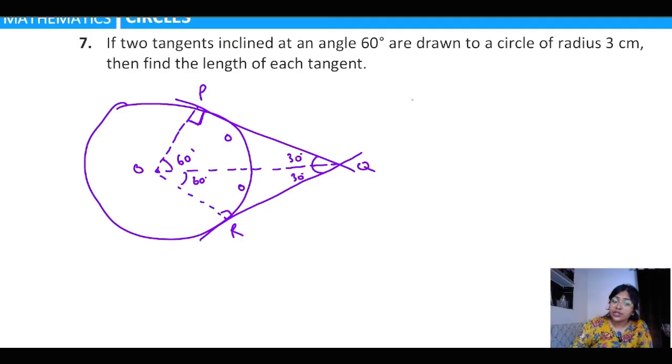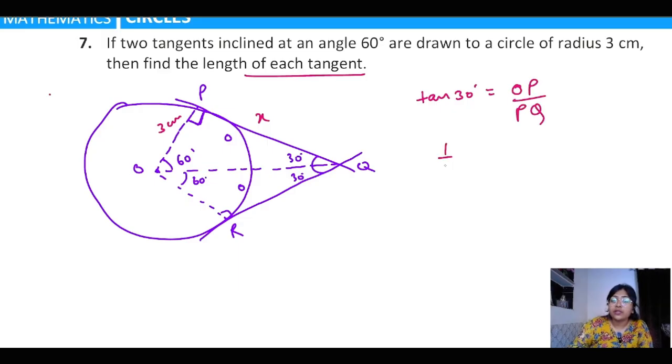So we need to find out the length of the tangent. If the radius is given to you, that is 3 centimeter, we can apply the trigonometric ratio. If we are considering this angle, this side 3 centimeter will be the perpendicular and this will be the base. Which ratio has base and perpendicular in it? Yes, the tan ratio. So tan 30 is equal to OP over PQ.